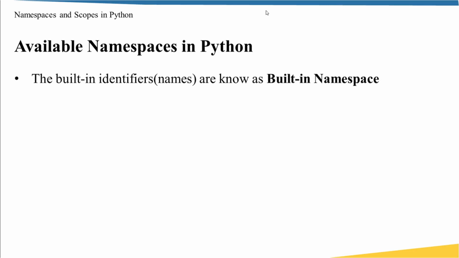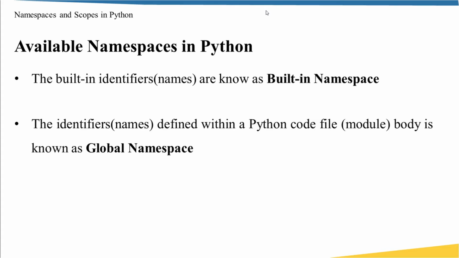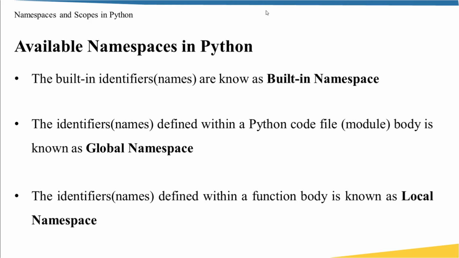The first one is the built-in names, and this is known as the built-in namespace. The built-in namespace has all the names defined by Python programming language developers, so you can use these names directly without any problem anywhere inside your code. The second namespace we have in Python is the global namespace, and this global namespace is for each module you define, and it has all the available names or identifiers defined within that module. The last namespace is known as the local namespace, and this namespace has all the names defined within a function body, which means for each function we have a local namespace.